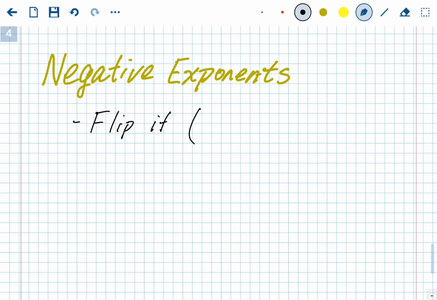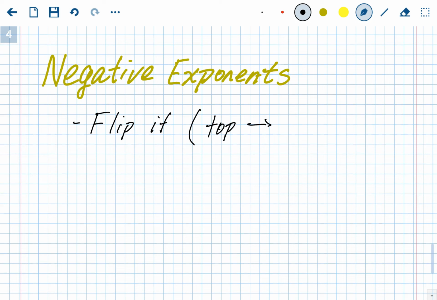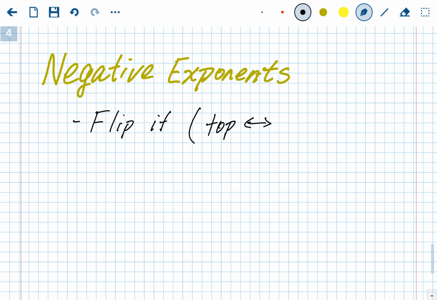What does that mean? What do I mean by flip it? If it's on top, you move it to the bottom. If it's in the numerator, you move it to the denominator. If it's in the denominator, you move it to the numerator. Okay? If you have a negative on the bottom, you put it on top. Or if you have a negative on top, you just move it to the bottom of the fraction.